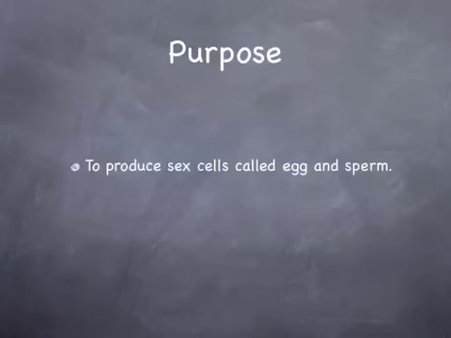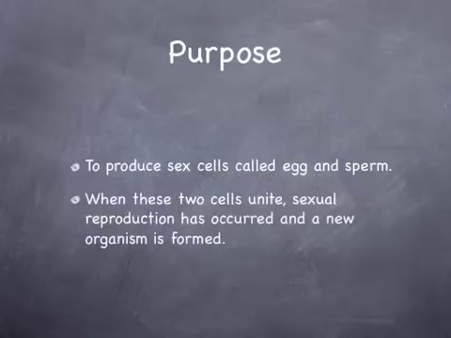The first purpose of the reproductive system is to produce sex cells. In a female, the sex cell is called an egg, and in a male, the sex cell is called sperm. Second purpose is to create a new organism. So when these two sex cells unite, an egg and a sperm, it's called fertilization, and we eventually end up with a new organism through fertilization and development.